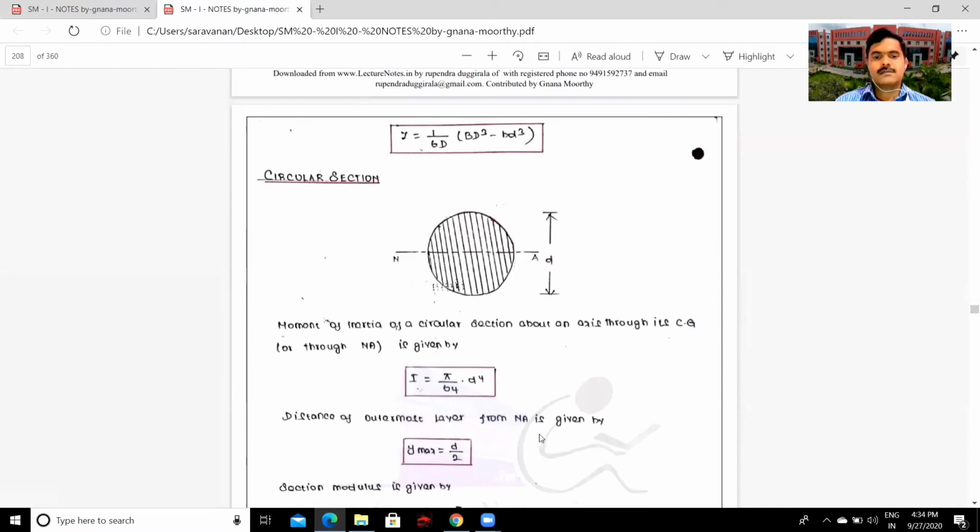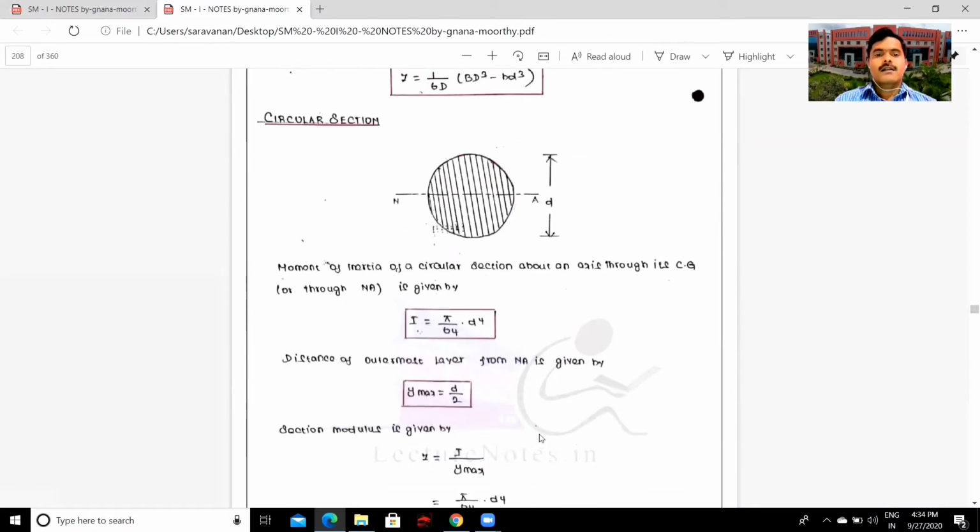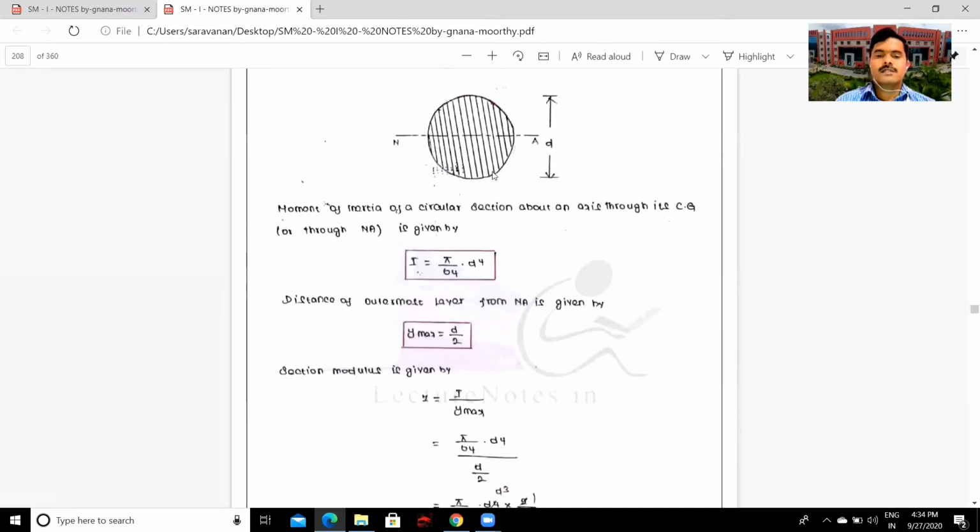Okay, next, section modulus. So the section modulus for a hollow rectangular section is 1 by 6D into (BD³ minus small bd³). And now the section modulus for a circular section. This is the circular section, neutral axis at the center. From here to here is small d by 2, total dia is small d. So the moment of inertia about the CG is I equal to pi d power 4 divided by 64.